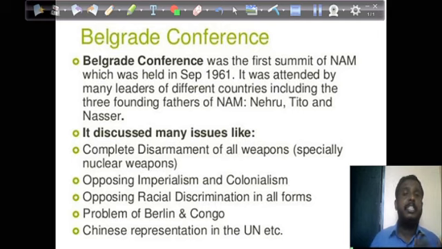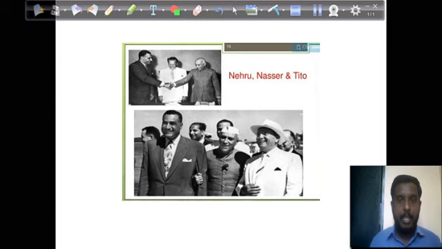So these issues were discussed elaborately in the Belgrade Conference, and the instance which led to the emergence of NAM is nothing but the Belgrade Conference of Yugoslavia in 1961. So these are the 3 people. The middle one is Nehru, the tallest person is Tito, and the last one is Nasser. So Nehru, Nasser, and Tito. These 3 people were the founding fathers of the non-alignment movement, which has got a prominent role in the world.